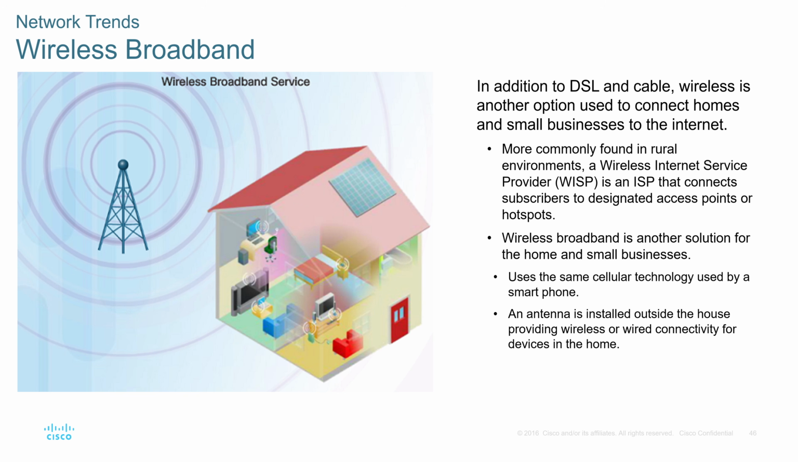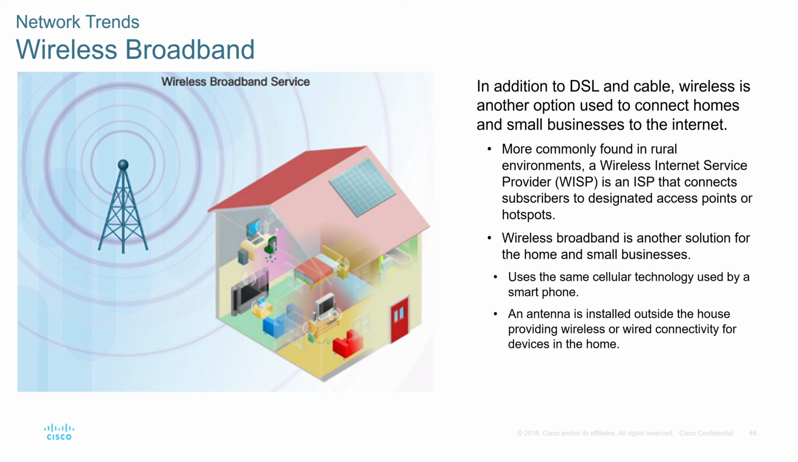The next one is wireless broadband. In addition to DSL and cable, wireless is another option to connect homes and small businesses to the internet. This type is most commonly found in rural environments, and wireless internet service providers known as WISPs can use high-powered communication broadband towers to send those signals across a wide area, where their clients are at.